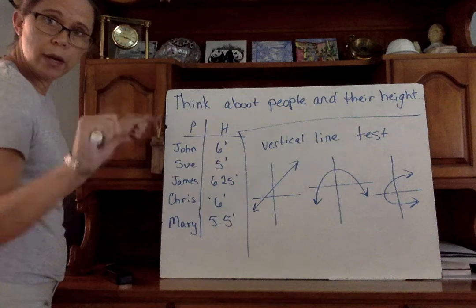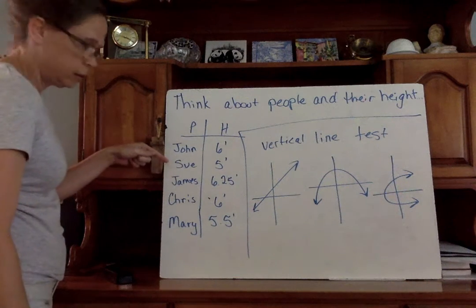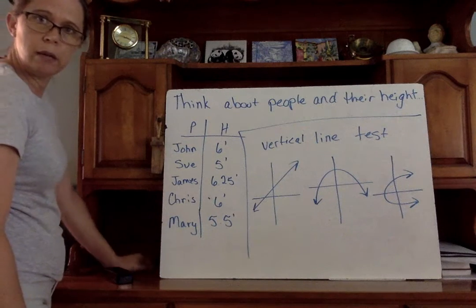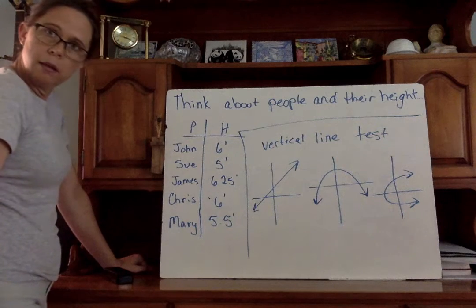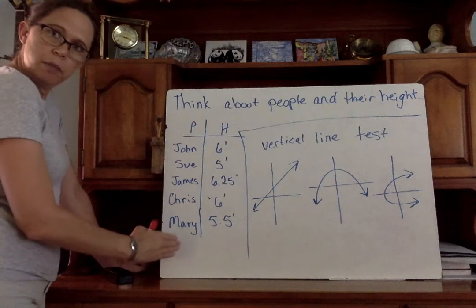John only has one height. Okay? Sue only has one height. James only has one height. Chris only has one height. Mary only has one height. Now, it just happens that Chris and John have the same height, but that's okay. Because I have all unique inputs.